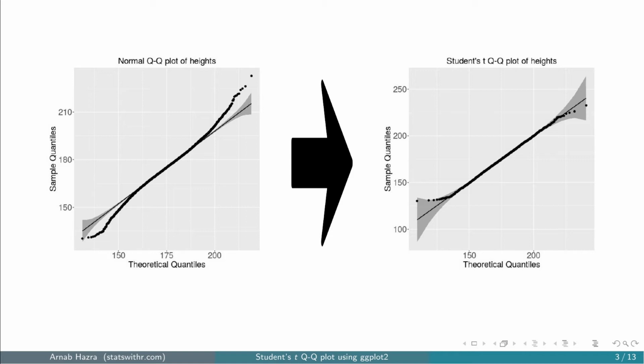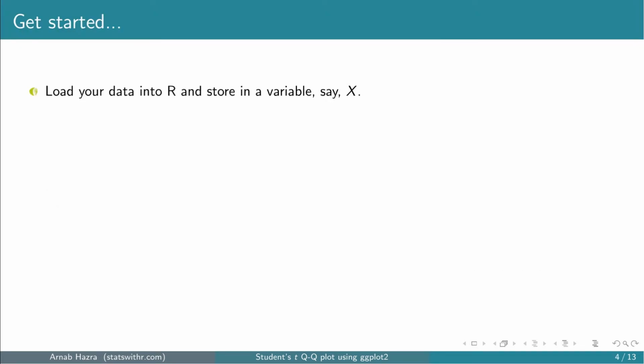So let's start. Here I assume that you know how to load your data into R or R Studio. Suppose you have a numeric vector of observations and you store it in a variable, say x. First, you have to estimate the three parameters of the student t-distribution.